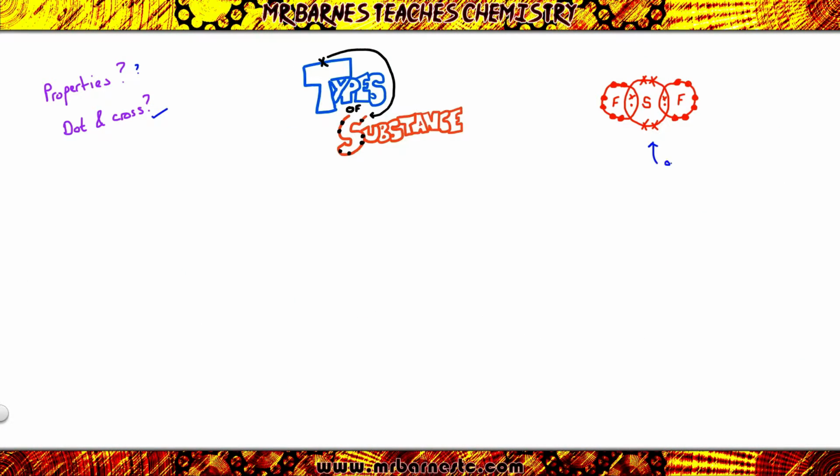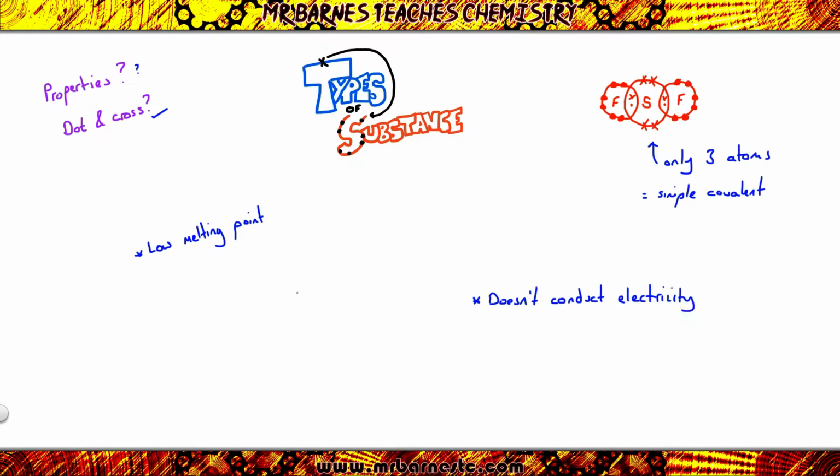Now when it gets onto the properties, we can see I've only got 3 atoms, 1 sulfur and 2 fluorines. Therefore, it's simple covalent. If it's simple covalent, it has a low melting point and it doesn't conduct electricity at all. The reason it has a low melting point? Weak intermolecular forces. You just have to remember that. If it has weak intermolecular forces, not much energy is needed to break the bonds.